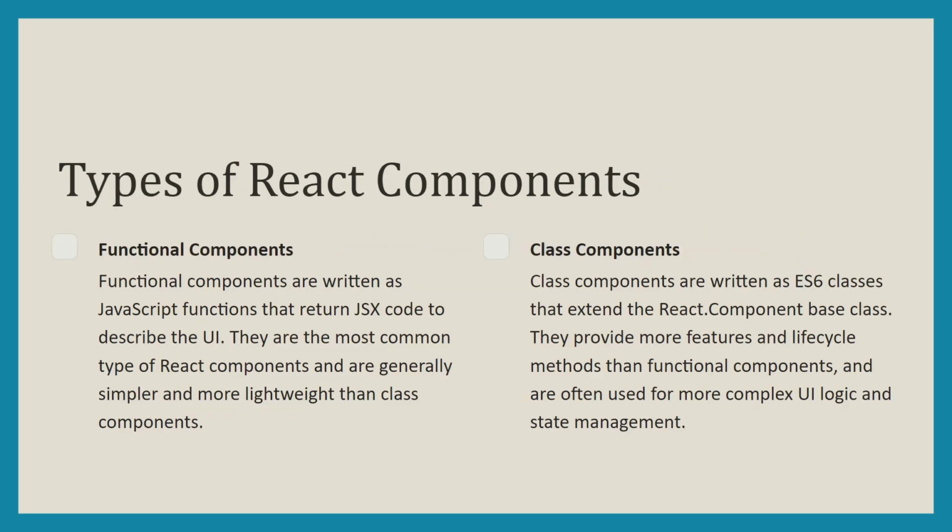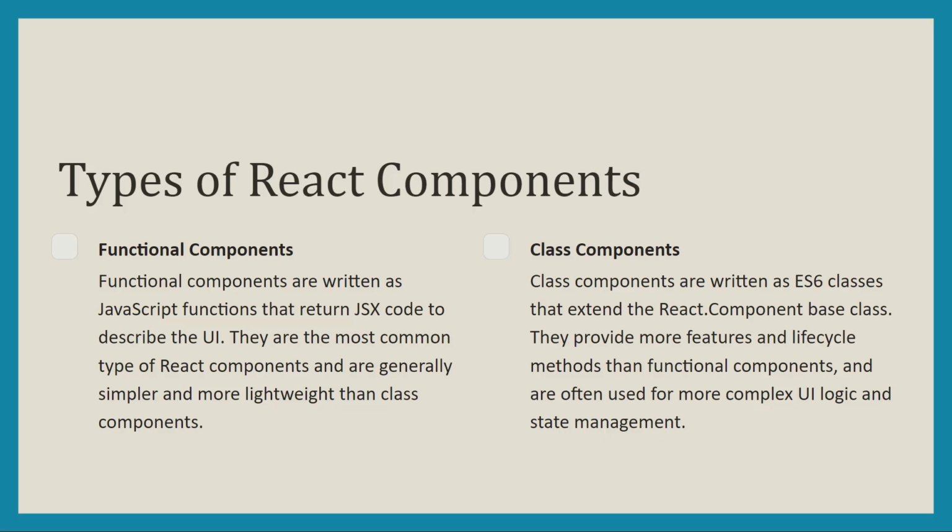So now let's discuss the types of React components. First are functional components, and the second type are class components. Functional components are written as JavaScript functions that return JSX code, JavaScript XML code, to describe the user interface. They are the most common type of React components and are generally simpler and more lightweight than class components. Whereas class components are written as ES6 classes that extend the React.Component base class. They provide more features and lifecycle methods than functional components and are often used for more complex UI logic and state management.